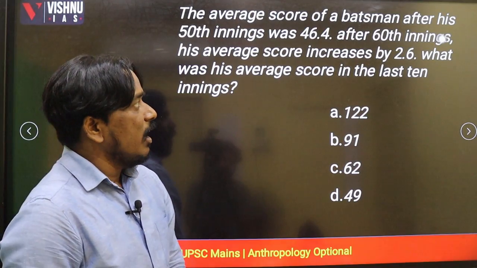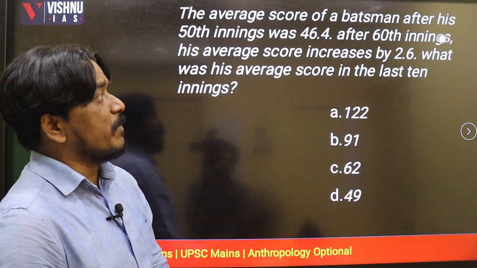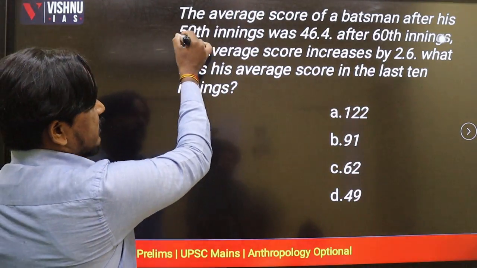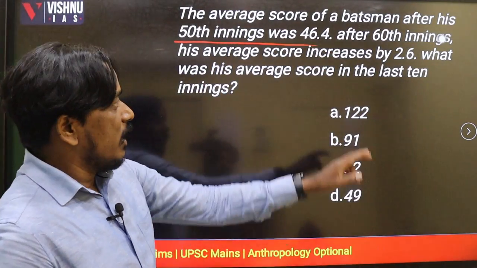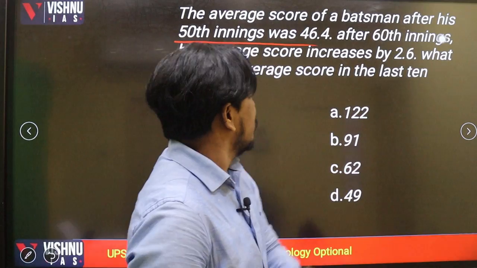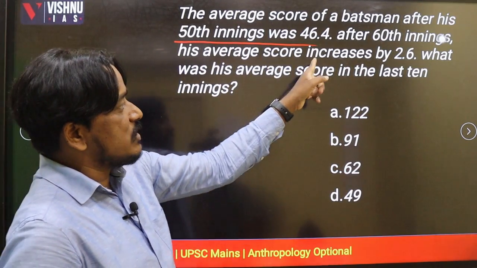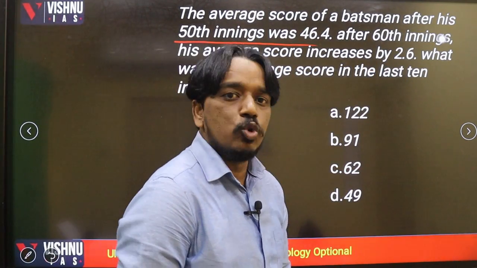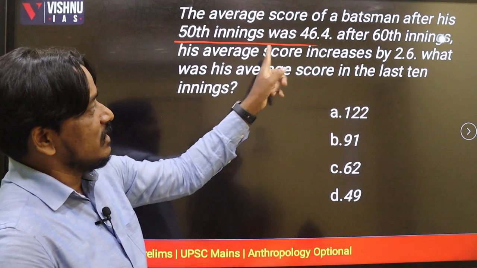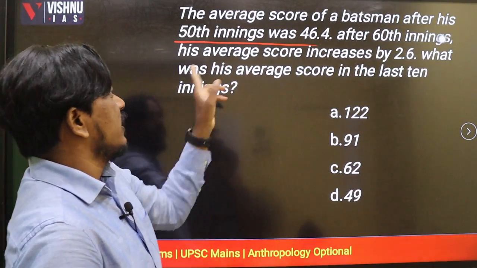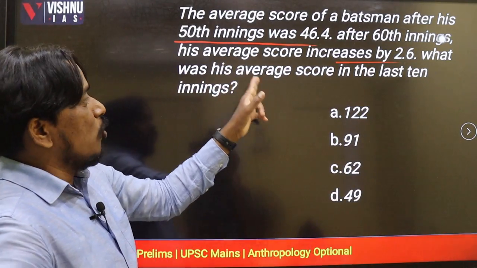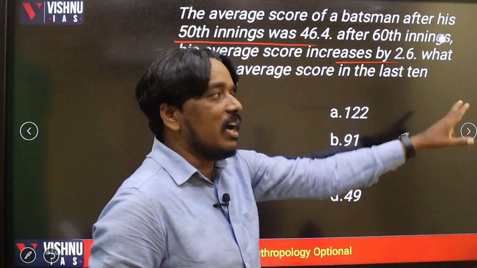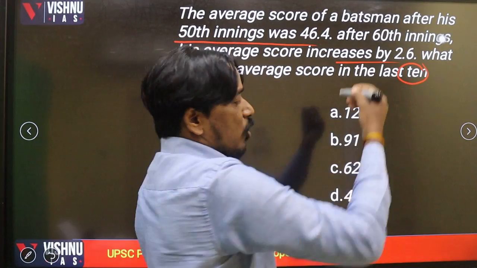Now, the average score of a batsman after his 50th innings was 46.4, and after the 60th innings his average score increased by 2.6. What was his average score in the last 10 innings? You have to find out.